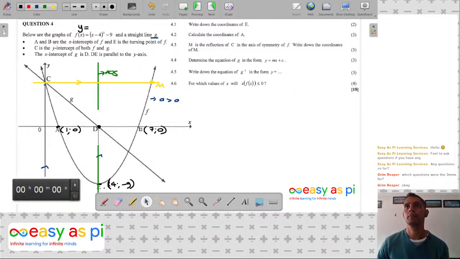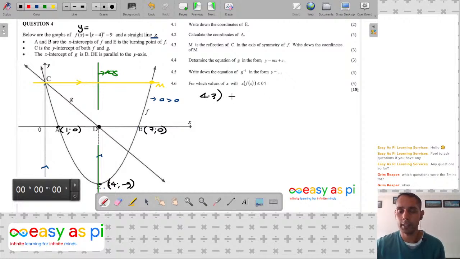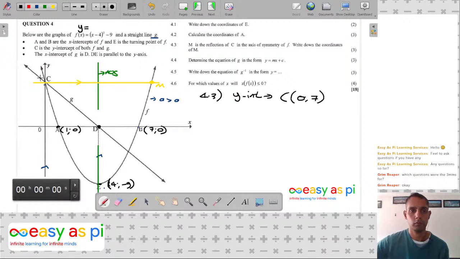And let's see. All right, so the first thing is they say M is the reflection of C. Step 1 for 4.3 is we've got to find out what point C is. Now, if that is the y-intercept of the parabola, then how do we find the y-intercept? Well, what we do is we let x = 0. So my y-intercept is going to be 0 minus 4, which is -4. (-4) squared is going to be 16, and 16 minus 9 is going to be 7. So my C coordinate is going to be (0, 7). Now that makes sense because I was expecting a positive y-intercept.